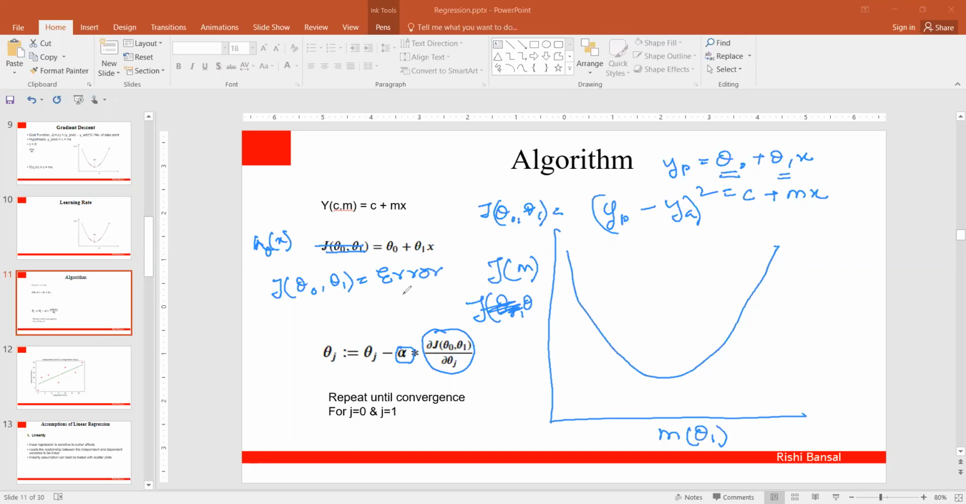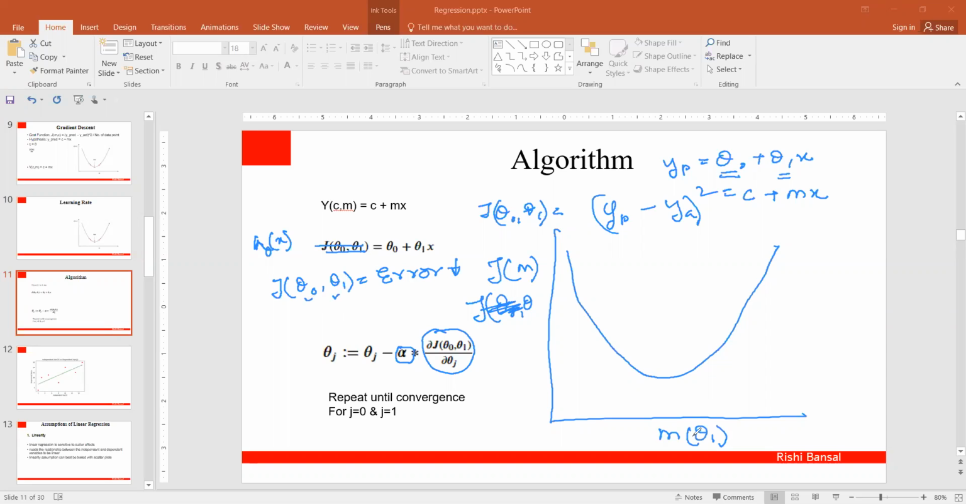The whole point of doing gradient descent is to find the value of theta 0 and theta 1 for which your error is minimum, right? So you take the partial derivative first with respect to theta 0, keeping theta 1 constant, and then with respect to theta 1, keeping theta 0 constant. The idea is to find theta.